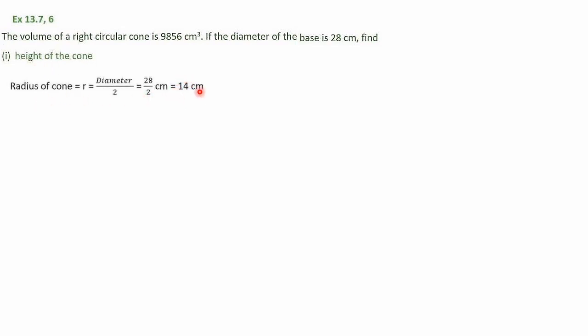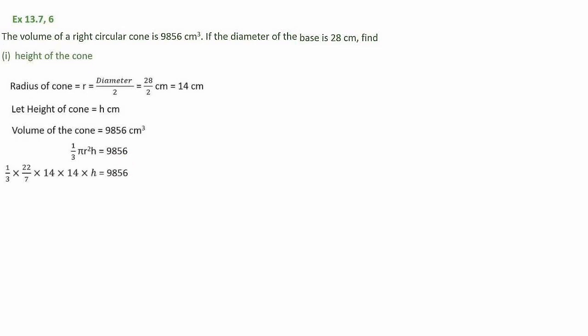Radius we will get it 14, because 28 divided by 2. Then height we can take it as h, and volume of the cone is given to us, 9856. And here volume formula, when we substitute, 1 by 3 pi r square h is equal to 9856. From here let's substitute the values. 1 by 3 into pi value is 22 by 7 into r square. R we have got 14. So r square means 14 into 14 into h, h is an unknown, that is equal to 9856.